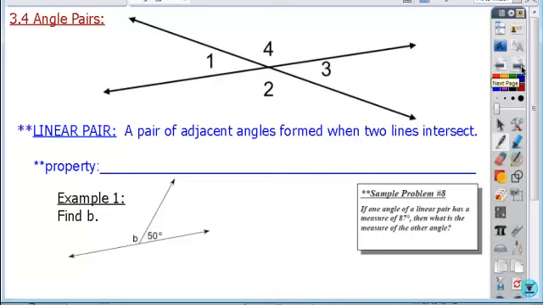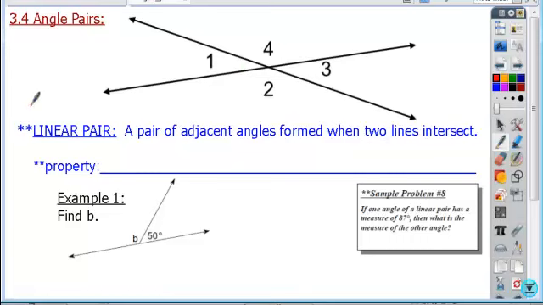Right. The next types of relationships we're going to talk about, and there's going to be four of them, are angle pairs, so pairings of angles. The first two, the ones that we're going to talk about today, have to do with angles formed when two lines intersect. So if we look at these two lines intersecting here, forming angles 1, 2, 3, and 4, a linear pair is defined as the adjacent angles that are formed when those two lines intersect.